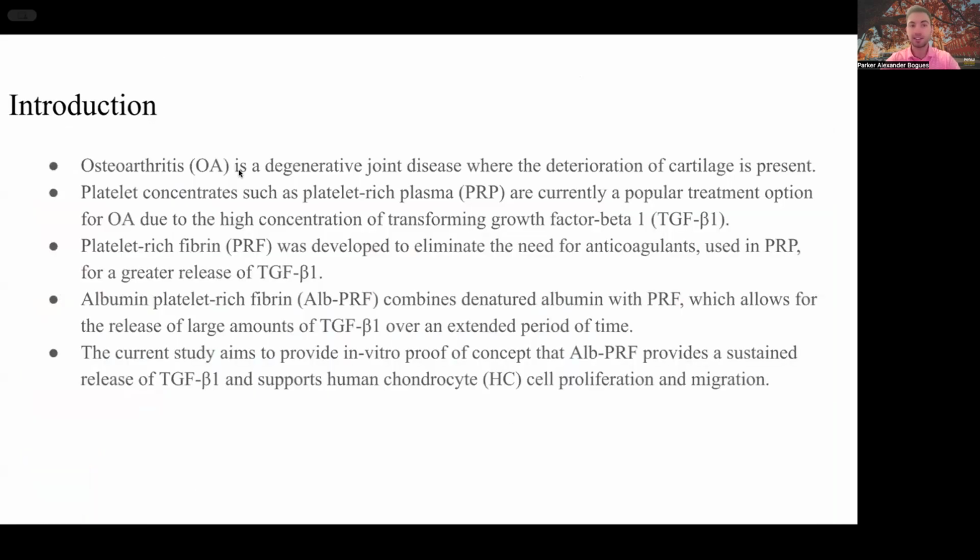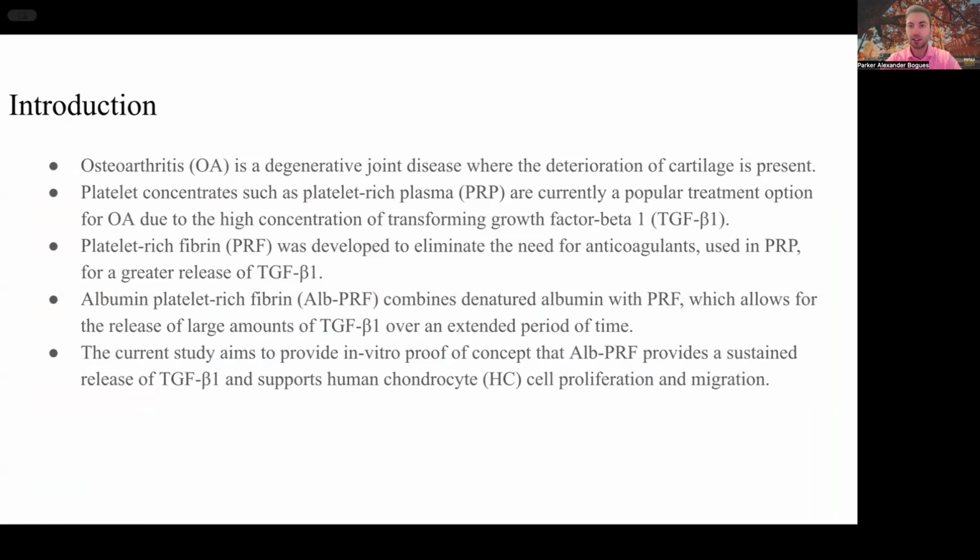So osteoarthritis is a degenerative joint disease where the deterioration of cartilage is present. You could think of your cartilage as being a cushion between two bones. So if you're thinking about the knee, when the cartilage degrades, you have bone-on-bone interaction, which can actually be extremely painful and significantly decrease the quality of life for those affected.